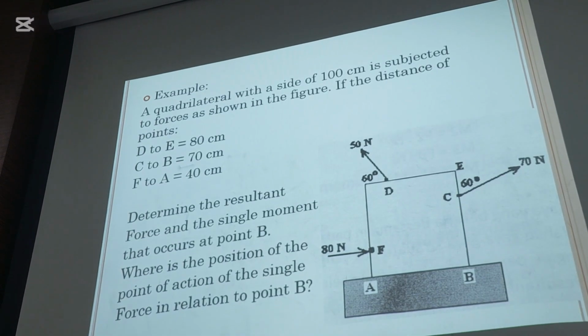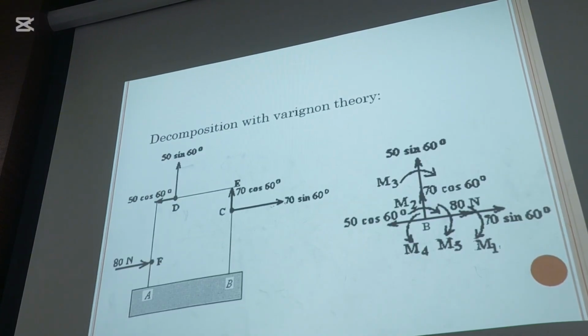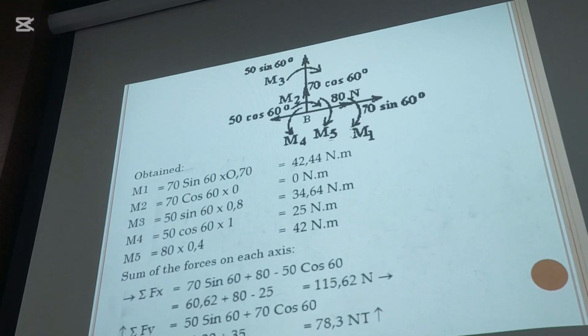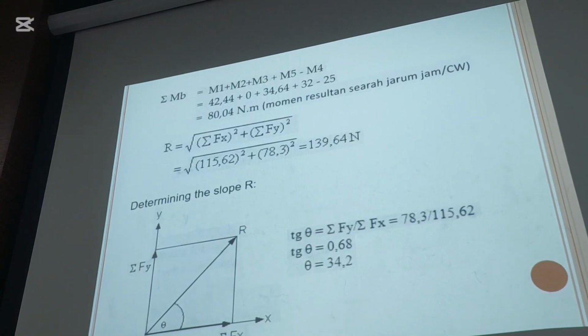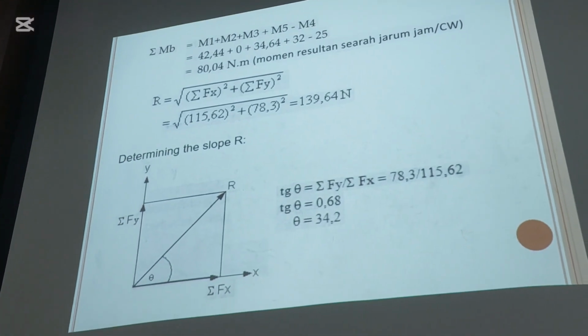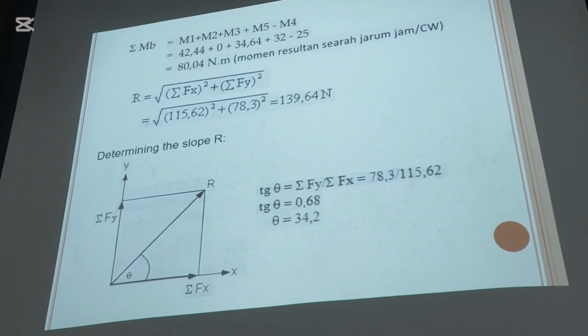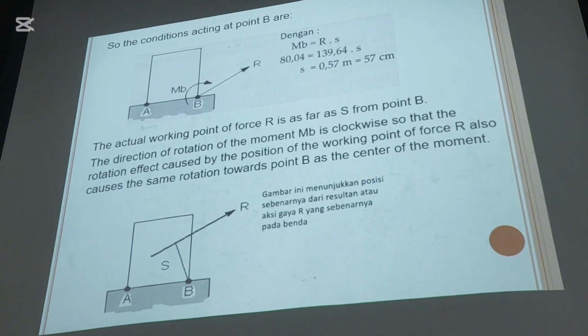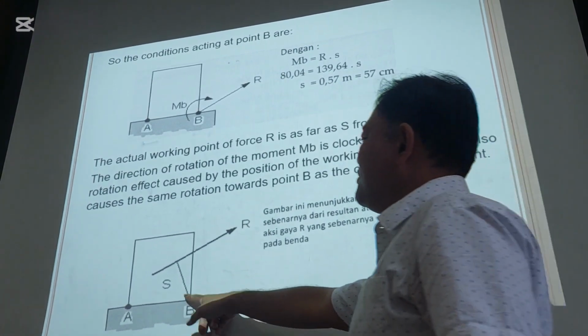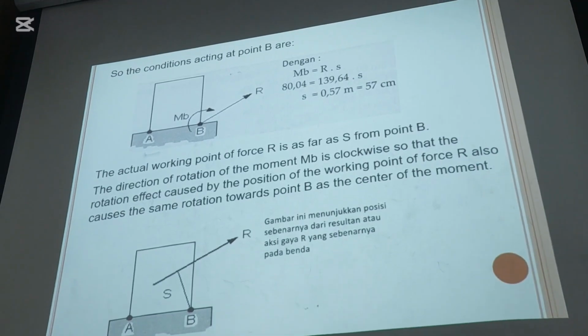Any question? Here, you decompose, move it to point B, that's what is being asked, and then calculate all the M, all the R, all the F. You have R and M, sigma M, sigma F, and then the direction of R with theta, and then find the actual R based on this. And that's it. That's finished.